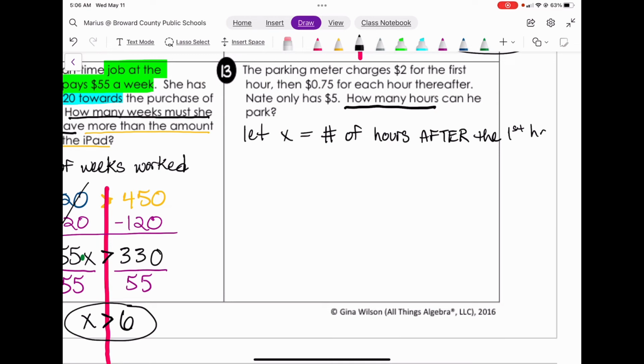So now that we've set that up, let's go ahead and break this down. Let's look for our rate of change. Our rate of change is 75 cents for each hour thereafter. So we would write that as 0.75 times x, or 0.75x, because it costs 75 cents for each hour after the first. Now, for the first hour, though, it charges $2. So no matter what, you have to pay $2. If you want to park for 30 minutes, if you want to park for 10 minutes, you have to pay $2 in that first hour. Okay.